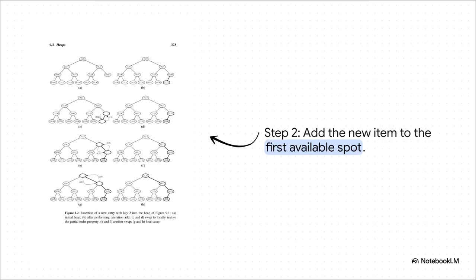So, first rule, we can't leave any gaps in the structure. So we just stick the new 2 in the very next open spot at the bottom. But now our whole org chart is wrong. A 2 can't be working for a 6. Our heap order rule is totally broken.